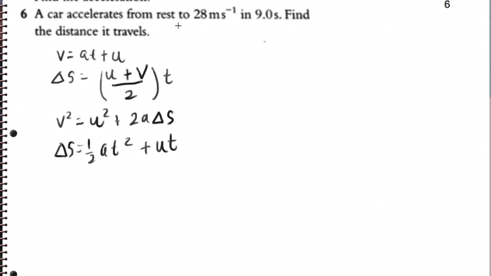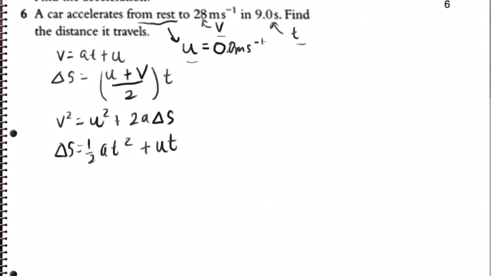Now, here's the thing. We start from rest. That is a clue that u, the initial velocity, equals 0 meters per second. And we'll just make that 2 sig figs. Here we have the final v as 28, and the time is 9. We want to know the distance it travels. So I notice I have u, v, and t.